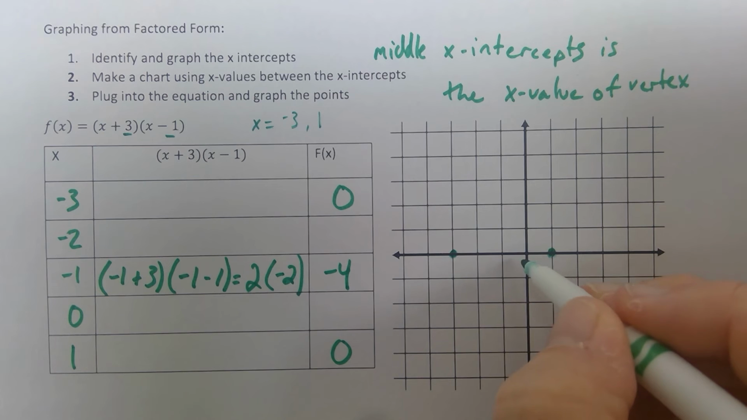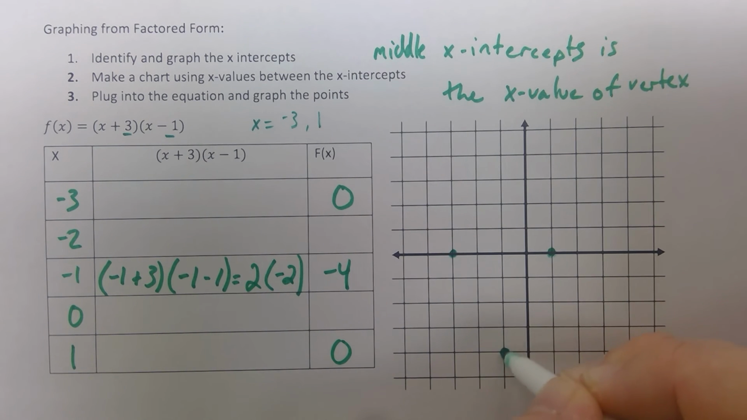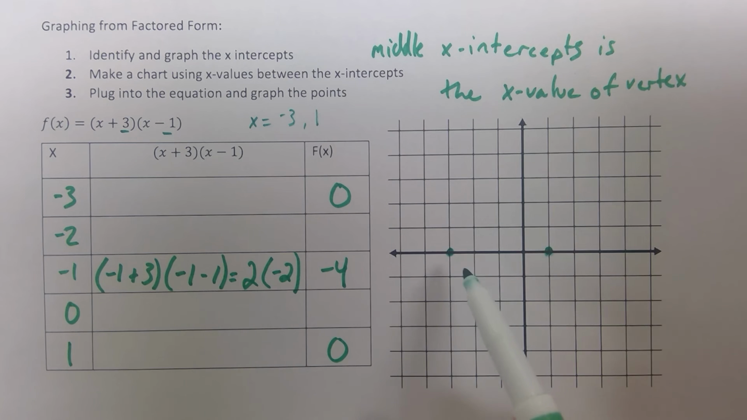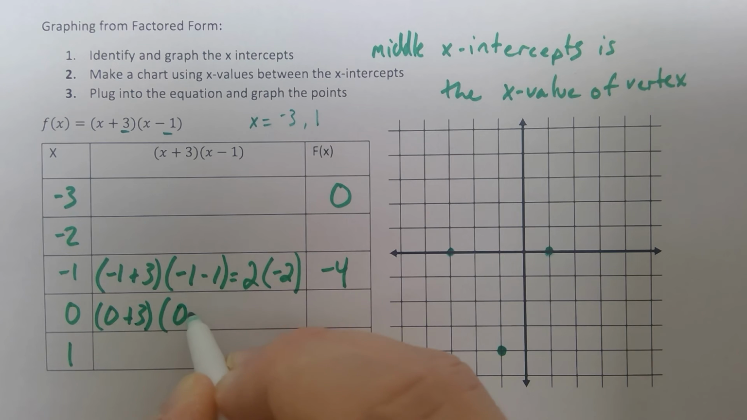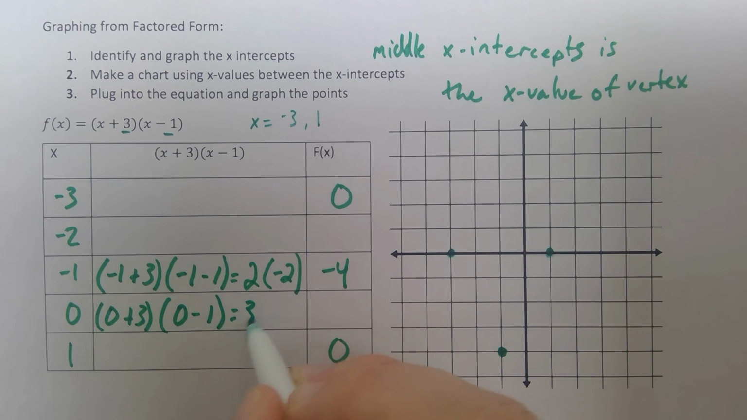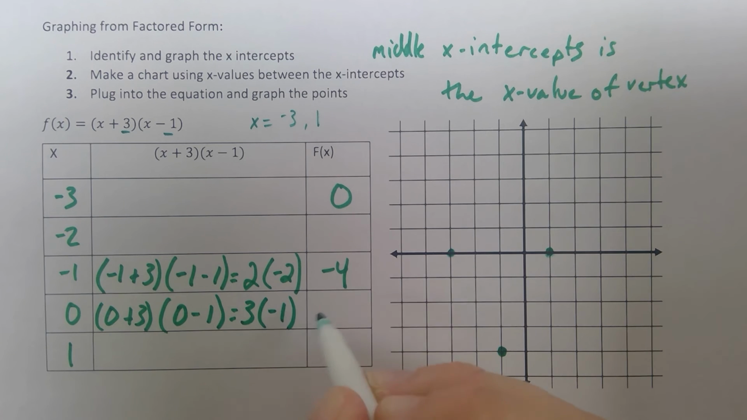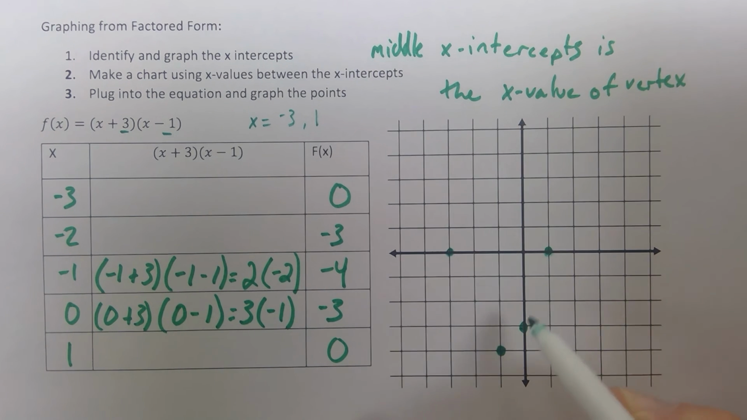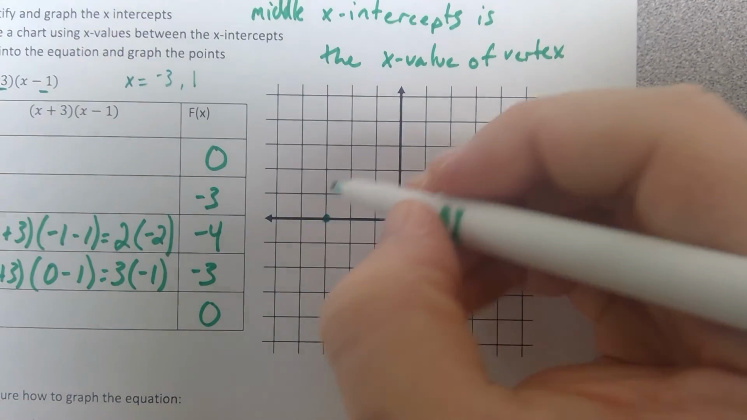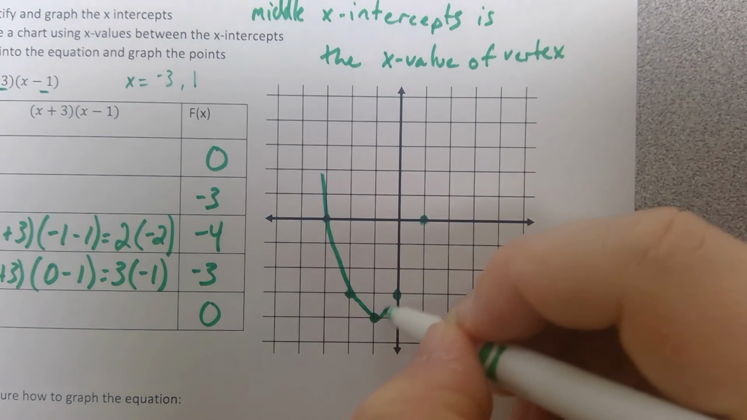So let's graph -1, -4. There's our vertex. Notice how it's going to start to have a mirror image on each side. If I go 2 to the right, I'm at 0. 2 to the left, I'm at 0. Let's plug in 0 here to figure out another output. So 0 plus 3 gives us 3. 0 minus 1 gives us -1. So there's going to be -3. And that means that we're also going to have -3 up here. So 0, -3, and -2, -3. And then we can connect our dots.